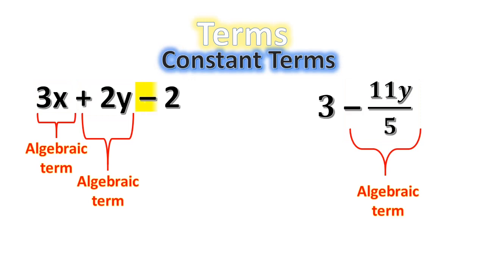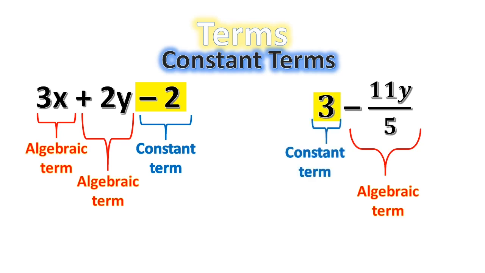Unlike the numbers here, the minus 2, that's called a constant term, and the 3 is also called a constant term because no matter what x and y are, they will always be minus 2 and 3. They're a constant.